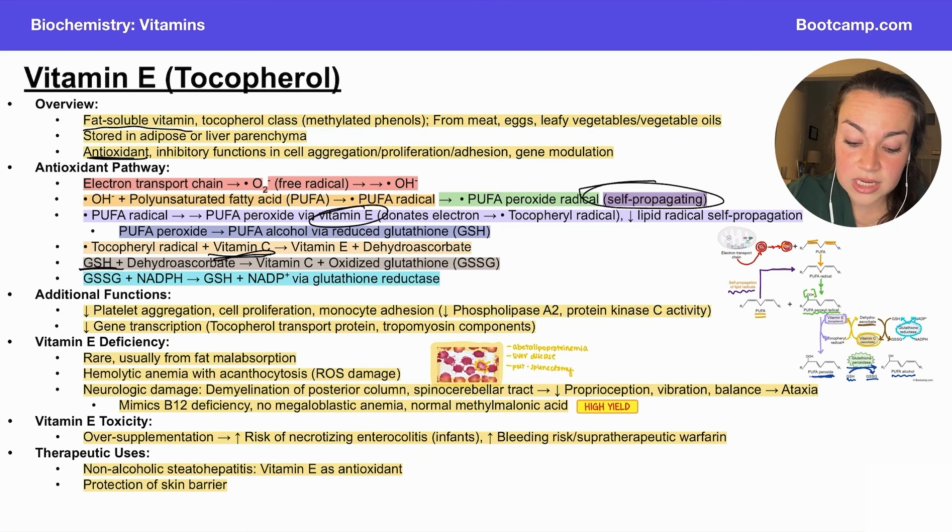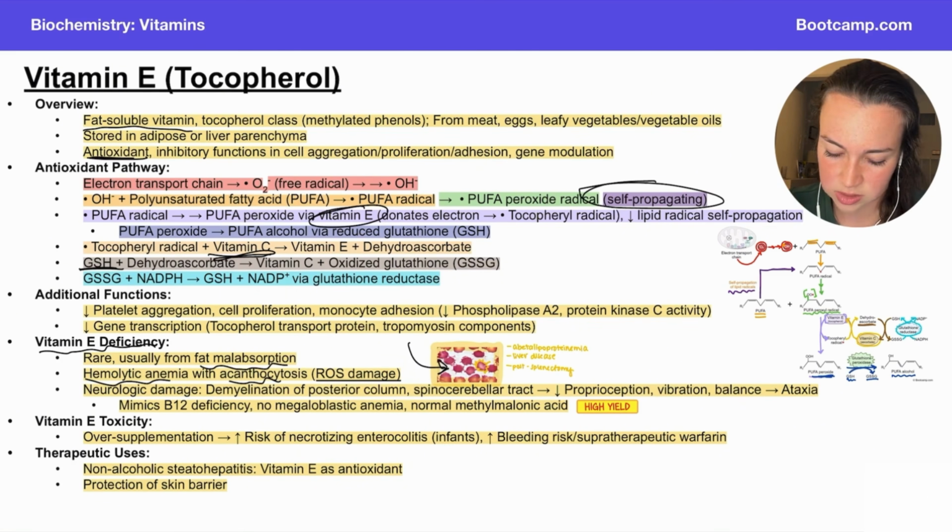We talked about vitamin E deficiency, how you can see this in fat malabsorption, and how it can present with a hemolytic anemia with acanthocytosis, those spiky red blood cells from the reactive oxygen species damage when vitamin E is not there to take those reactive oxygen species away. We talked about how vitamin E deficiency can look a lot like a vitamin B12 deficiency. We talked a little bit about toxicity and therapeutic uses as well.